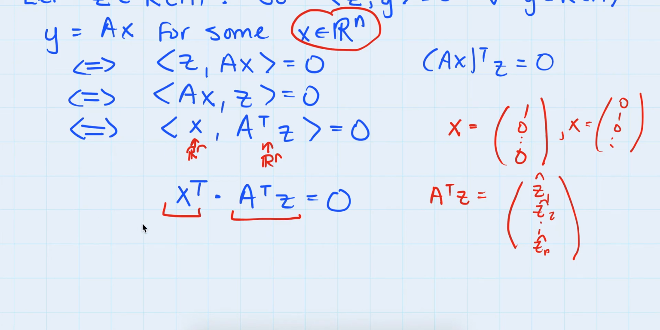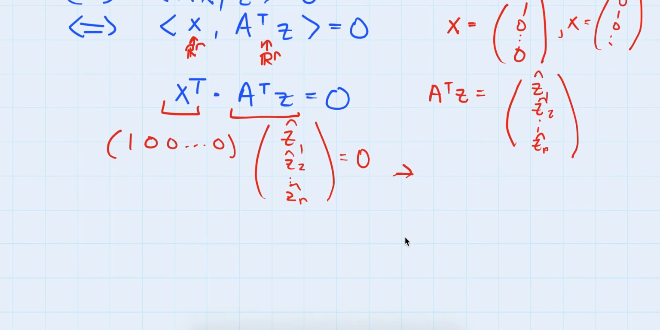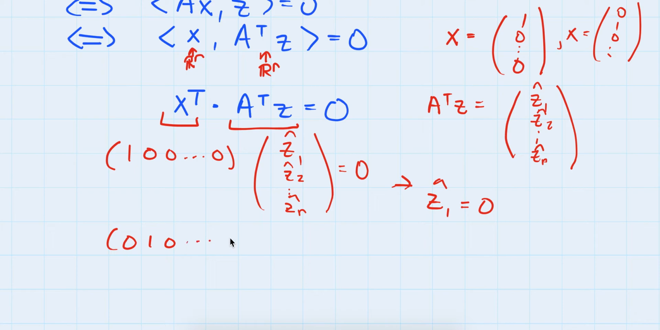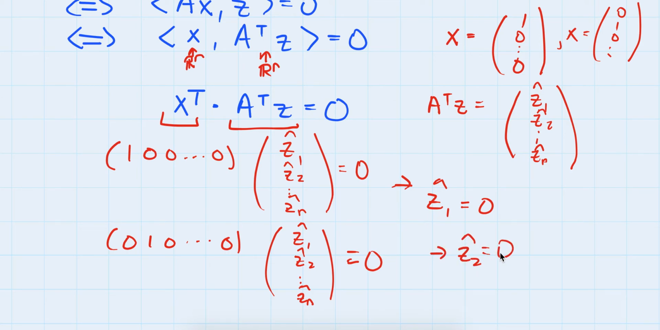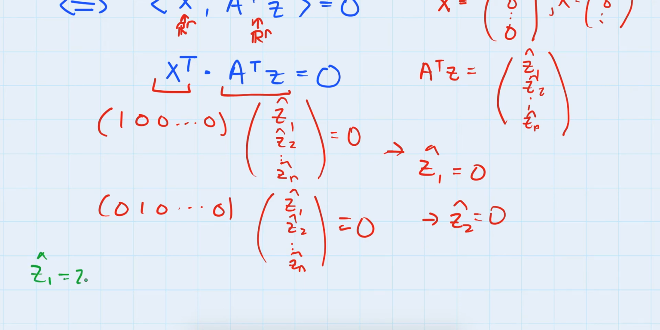And the reason I'm doing that is because this works for every single vector X. So how about (1, 0, 0, ..., 0) times Z1 hat, Z2 hat, ..., Zn hat? This is going to be 0. So what does that tell you? If you do the dot product, you get that Z1 hat is 0. Since this works for any X, you could also do it for (0, 1, 0, ..., 0), and this tells you Z2 hat is 0. You continue this process, and you're going to see that this has to be the 0 vector, because Z1 hat equals Z2 hat, which equals Zn hat, which is 0. So what we're saying is that A transpose Z has to equal 0.